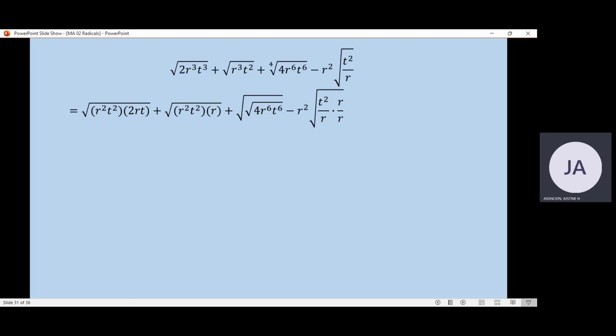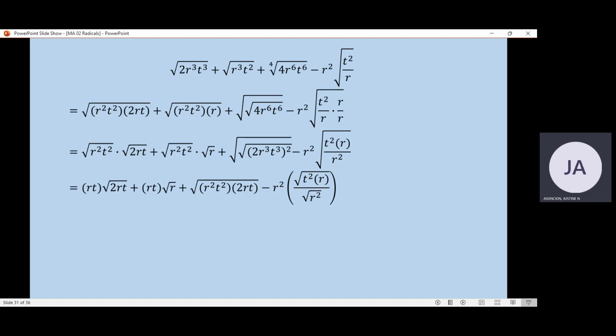Okay, and then let's simplify again. So we have here the square root of r squared t squared times the square root of 2rt plus the square root of r squared t squared times square root of r plus the square root of the square root of the quantity 2r cubed t cubed squared minus r squared square root of the t squared r over r squared. So again, we can eliminate now the radical in our denominator.